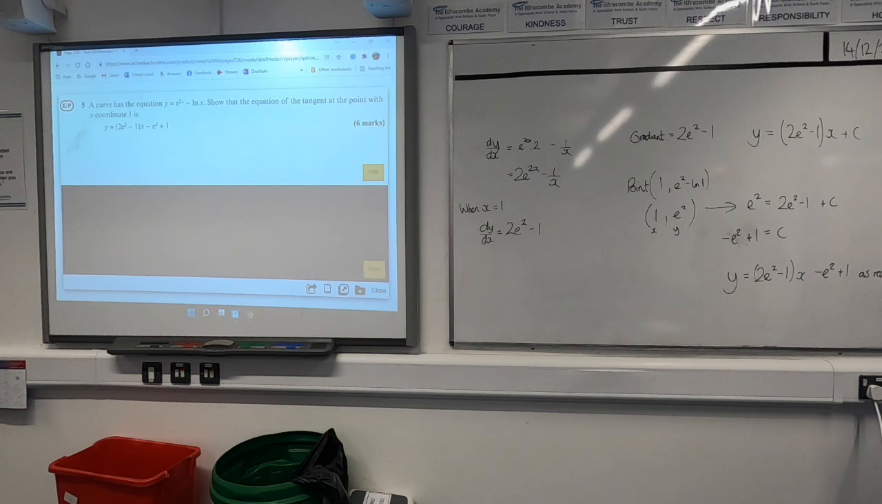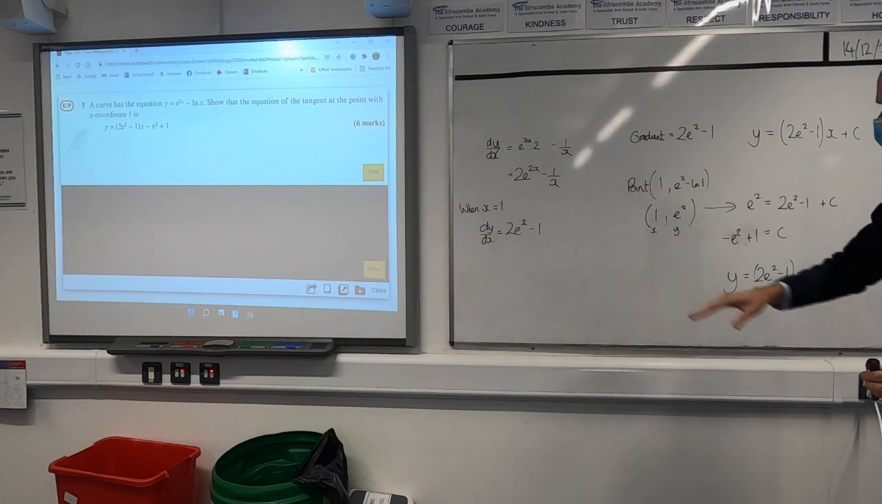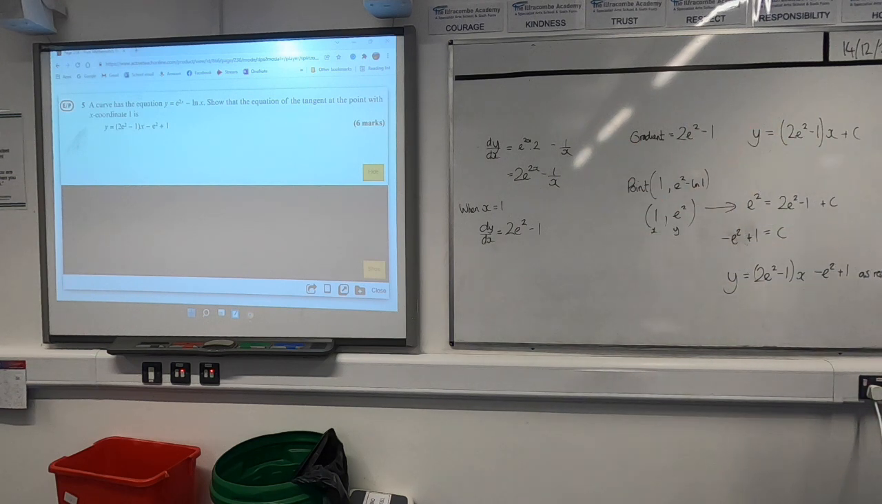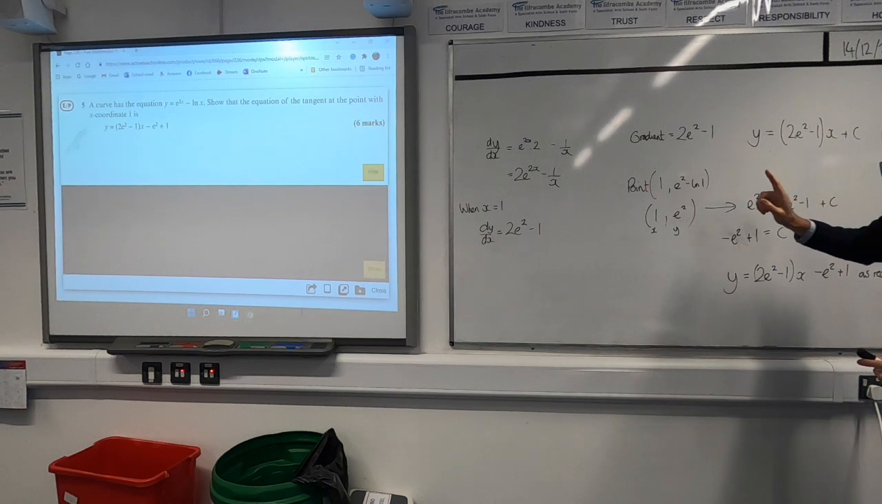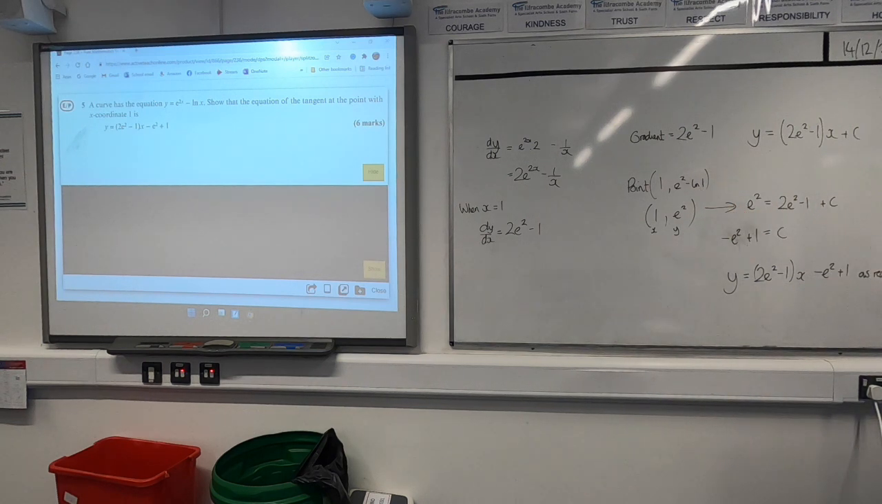So I differentiated and substituted in the value of x to get the gradient. Didn't work it out, just left it in terms of e. I worked out the point. I worked out the value of y when x is 1, left that in terms of e and log, although the log disappeared because the log of 1 is 0. Substituted it in, left it in terms of e.